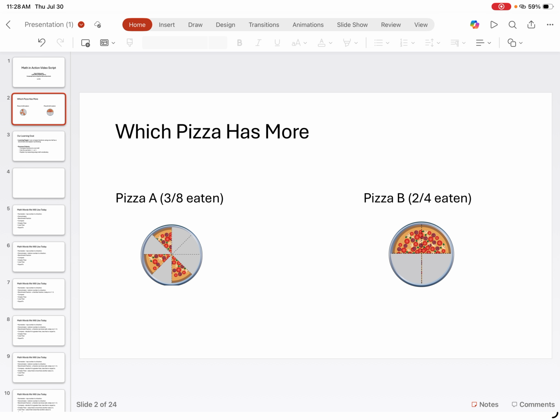Take a few seconds to think about it. You might be tempted to guess, but mathematicians don't guess. They use strategies to prove their thinking. Today, I'm going to show you a simple strategy that will help you compare fractions by using a benchmark fraction called 1/2. By the end of today's lesson, you'll be able to compare fractions and explain why your answer is correct.